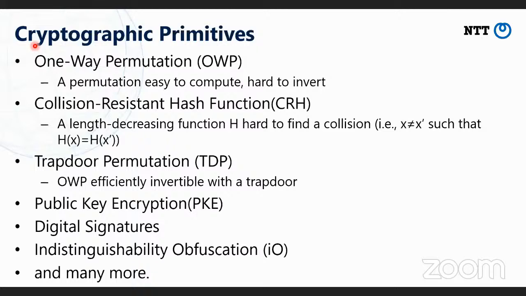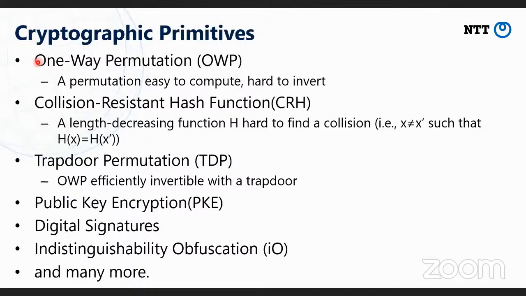Let me continue again. In cryptology, we study many cryptographic primitives. For example, we study one-way permutation, which is a permutation easy to compute but hard to invert. And we also study collision-resistant hash function, which is a length decreasing function, hard to find a collision. And trapdoor permutation, which is a one-way permutation, efficiently invertible with a trapdoor, and public key encryption, digital signatures, and so on.